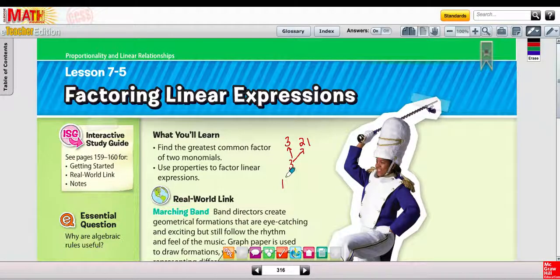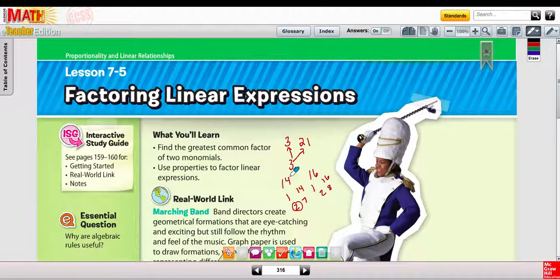Okay, and 14 and 16. Remember that all numbers have 1 as a factor, and then itself. So in this case, 1 and 14, 1 and 16. But this also has 2 and 7. This one has 2 and 8. And out of all of those factors, what's the greatest? The greatest common factor would be 2.